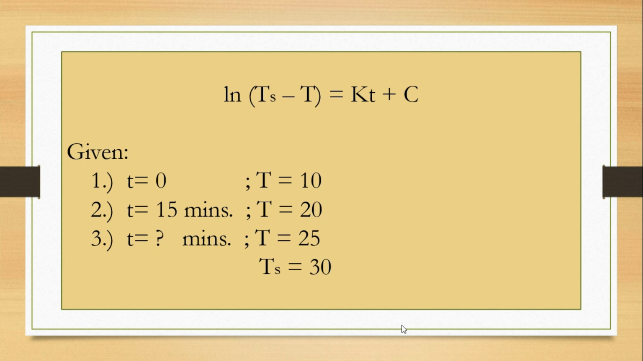So we have here three conditions. In the first condition, the time is 0 and the temperature is 10. In the second condition, the time is 15 minutes and the temperature is 20 degrees Celsius. And the third condition, the time is unknown, and we're going to solve for the time if the temperature is 25 degrees Celsius. The temperature of the surroundings is 30 degrees Celsius.